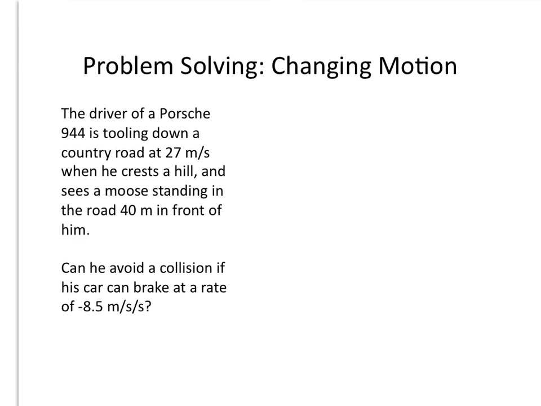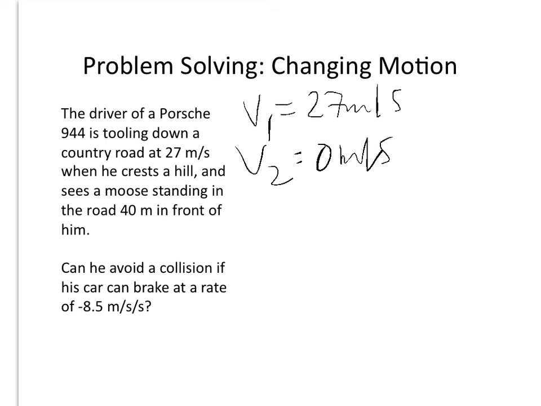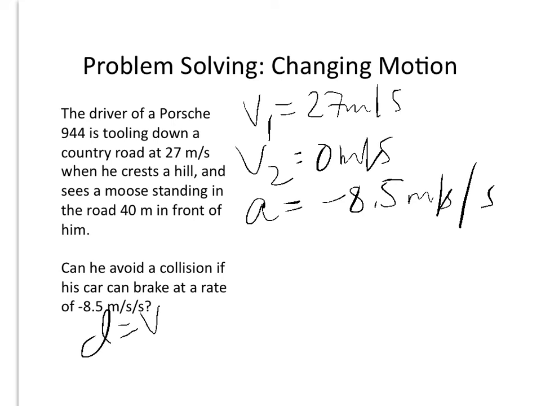So from our graph, we know that the first velocity of the car was 27 meters per second. And we know that the second velocity of the car was 0. And we also knew for a fact that the acceleration of the car was minus 8.5 meters per second every second. And this is where decision making comes in. I have two formulas that I can use. I have distance equals v average times t. So that's one of the formulas. And I also have acceleration equals change in velocity over change in time. And that's the second formula.